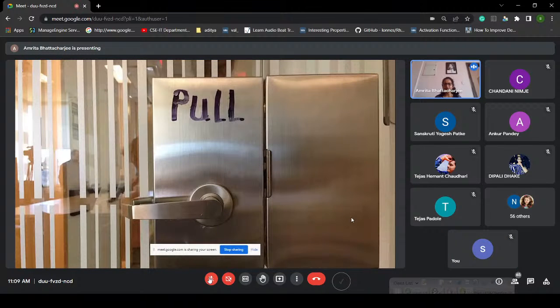Next example, again a very simple example, a door handle, where looking at the handle, we feel that we have to open the door by pushing, but it's written on the door: pull. If the word pull was not written, we would have pushed the door instead of pulling it. So again, it's a confusing design. We meet this kind of confusing design every day.